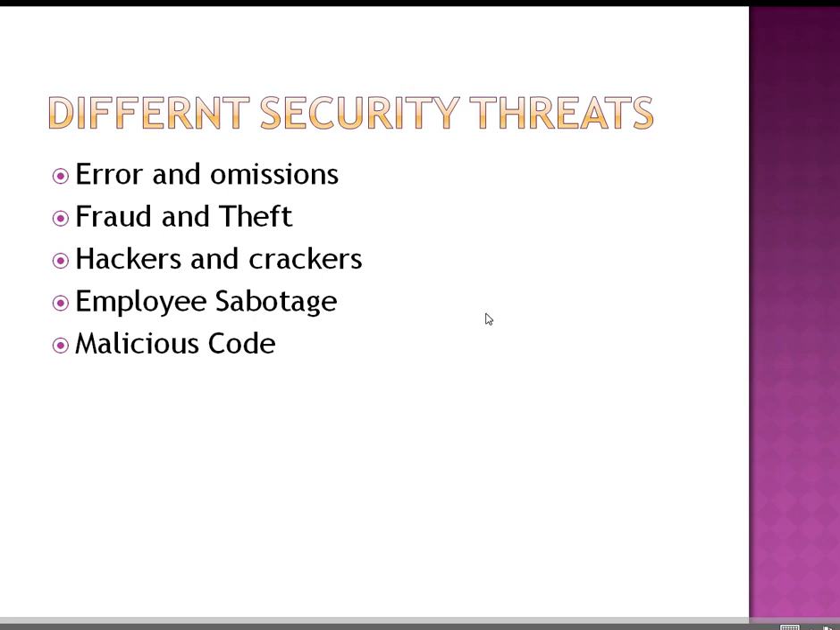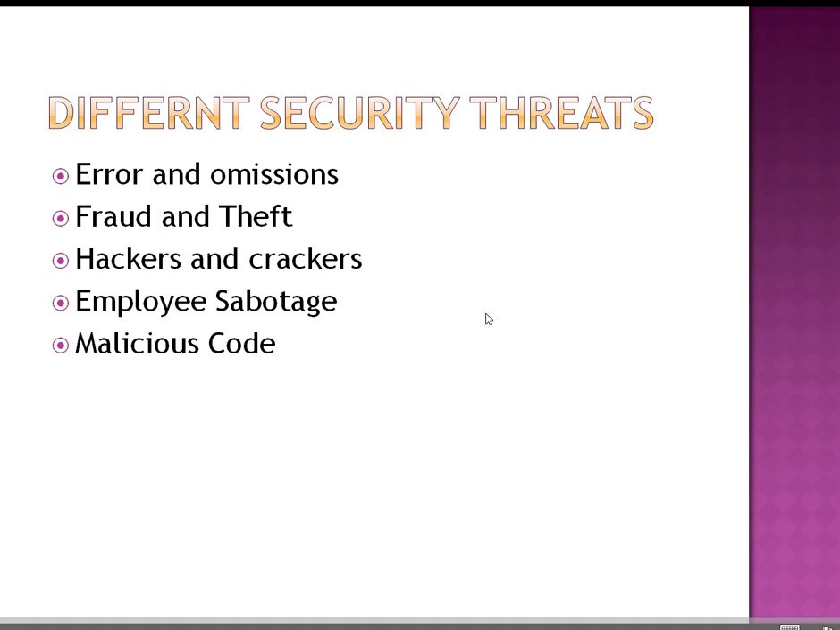So in errors and omissions, what happens? Users like data entry clerks, system operators, and programmers frequently make errors that contribute directly or indirectly to security problems. In some cases, the error is a threat, such as a data entry error or a programming error, and this could lead to a crash of the system. So this is one type of security threat.